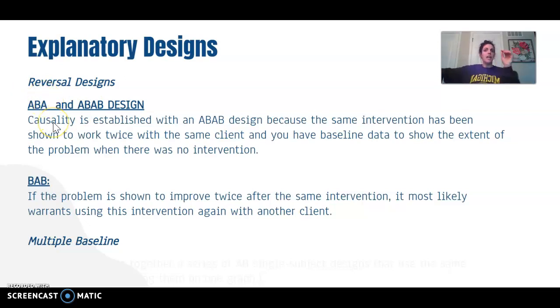Now you have to be very, very mindful of the ethics around this. If pulling an intervention is knowingly going to make your client tank or not do well, is that ethical to put a client through? So you have to make sure that their safety is still being monitored and cared for and respected.